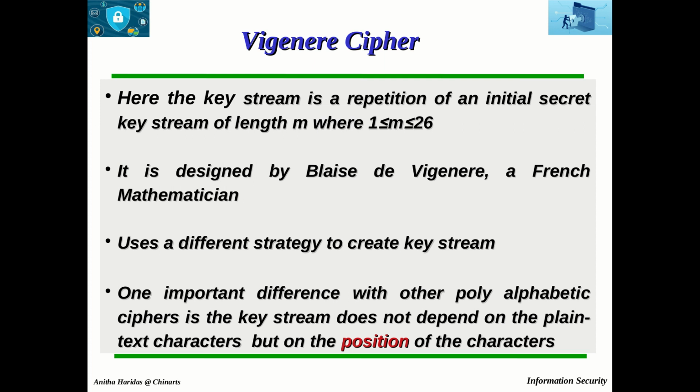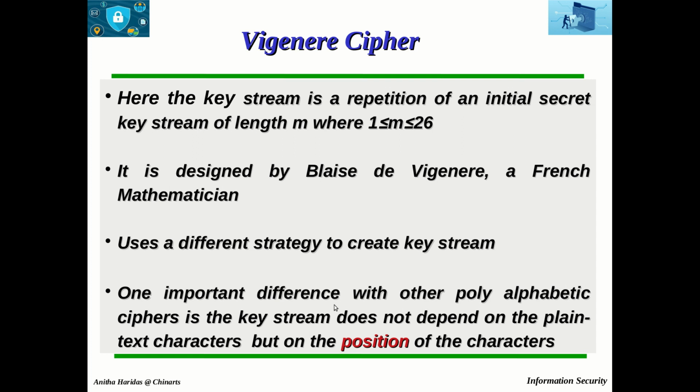Let us see what is Vigenere cipher. In the Vigenere cipher, the key stream will be a repetition of an initial secret key stream of length m, where m must be between 1 to 26. And this cipher was designed by a French mathematician, Blaise de Vigenere, and this is the one which uses a different strategy to create the key stream.